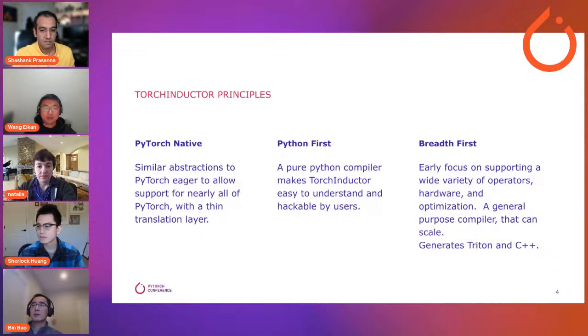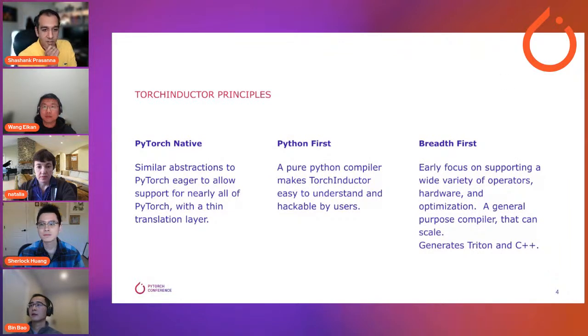And the third principle is that we took a breadth first approach from the start, which means that instead of focusing on a few specific operators, we want the compiler to be as general as possible to cover as many operators as possible. And this principle also applies to the backend choice we have. Instead of focusing on GPU, we have both CPU and GPU.